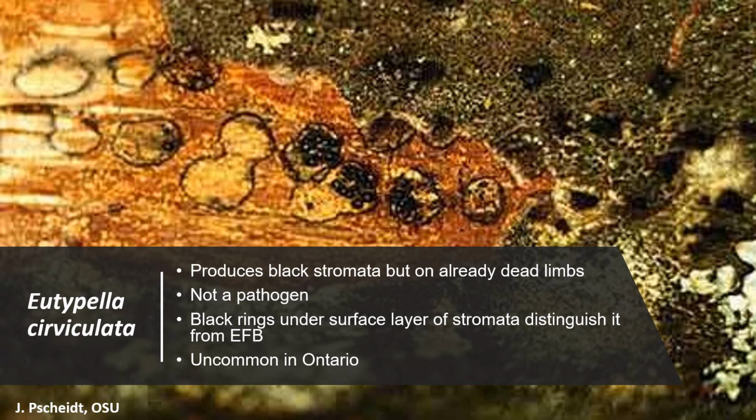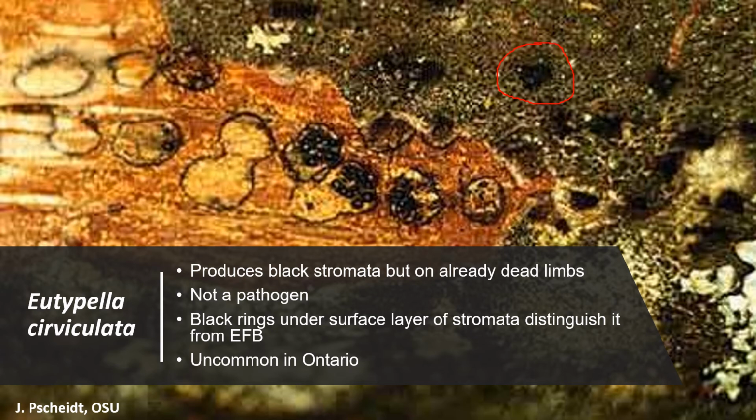One final decay fungi, which has not been seen in Ontario, but I do want to mention it because of its resemblance to Eastern Filbert blight, is one that has been reported in Oregon. It's Utipella cerviculara. The reason I want to mention it is because it produces black stromata that may make you think of Eastern Filbert blight fungus.